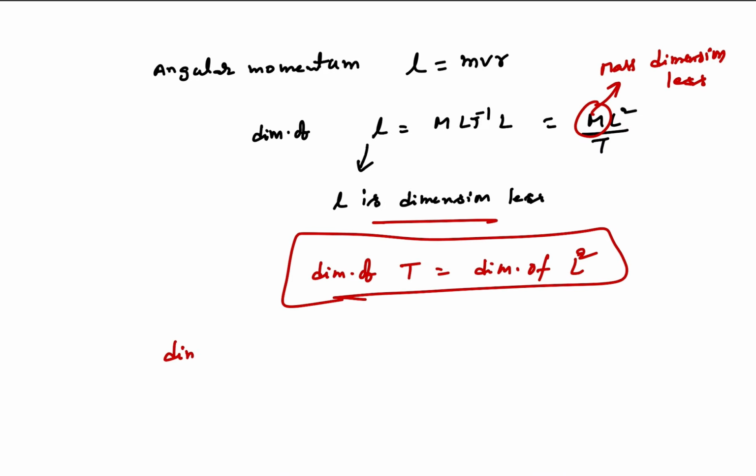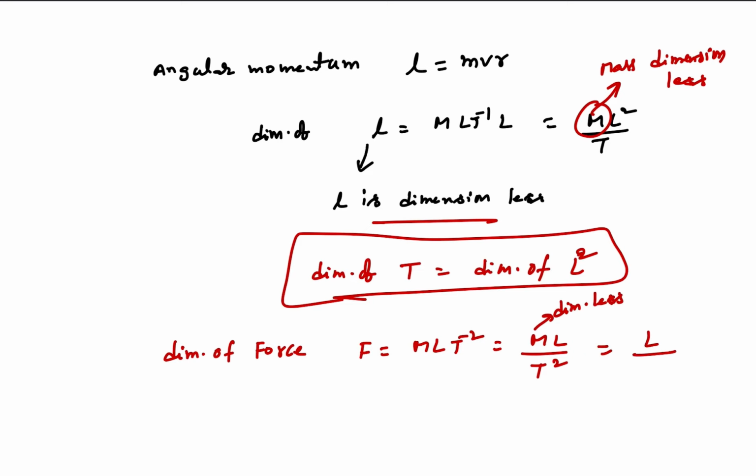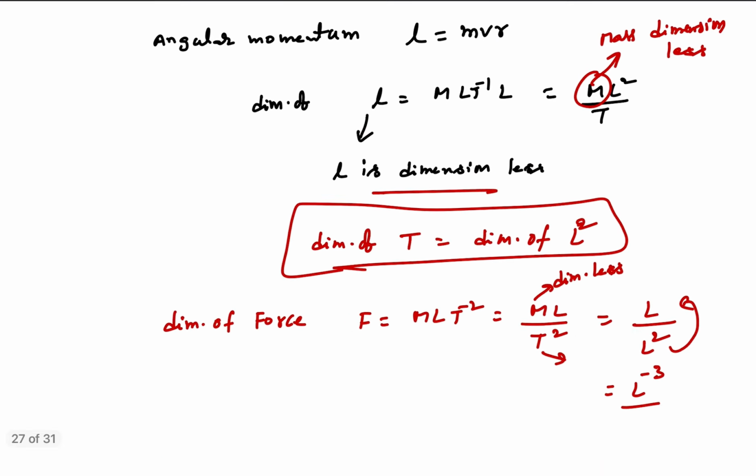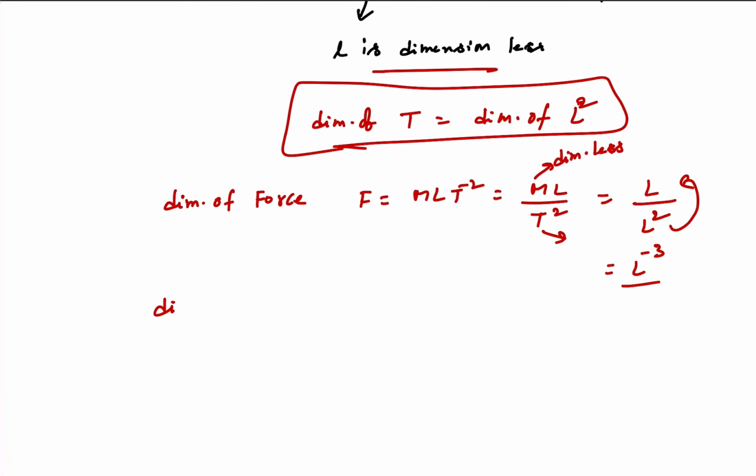Now you can see, dimension of force is equal to how much? First you check that. Dimension of force F is equal to m L t power minus 2, that is m L divided by t square. M is dimensionless. L dimension is L only. T square dimension is how much here? L square, so L to the power of 2 squared is L power 4. If you bring this one, you will get L power minus 3. Means as per the question, this is correct.